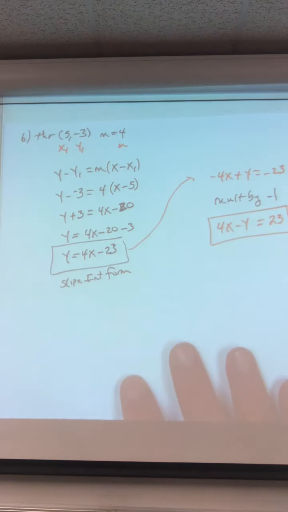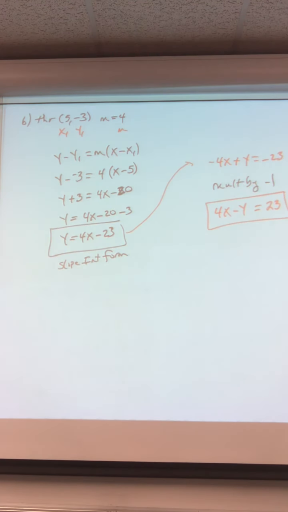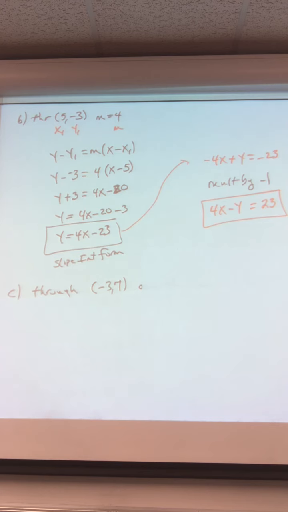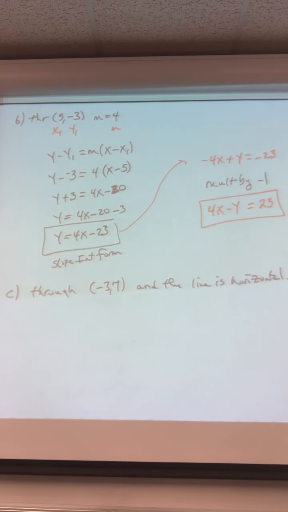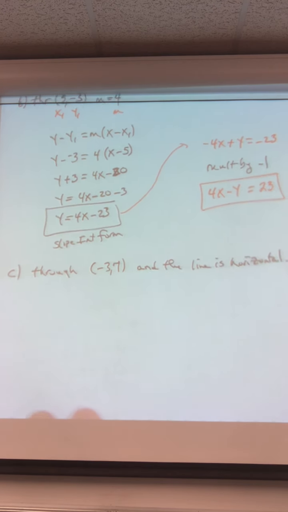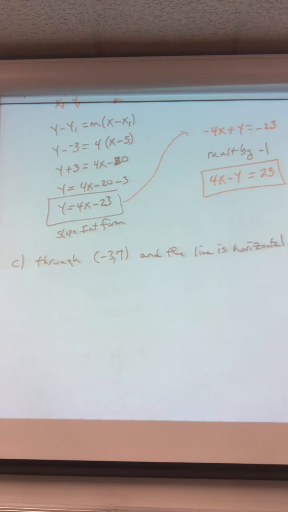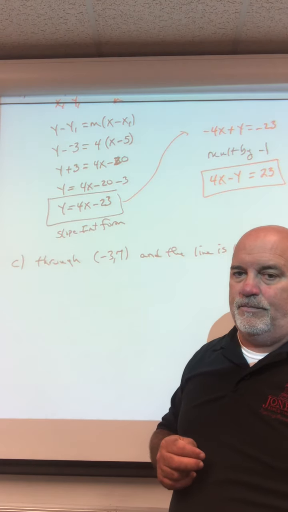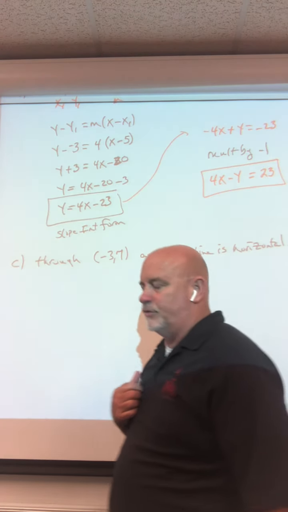Let's look at another example. Part C. Write this down. This is part C. The line passes through the point negative 3 comma 7 and is horizontal. The line passes through the point negative 3 comma 7 and is horizontal. All right, there's two ways to do this one. Let me show it to you this way first.